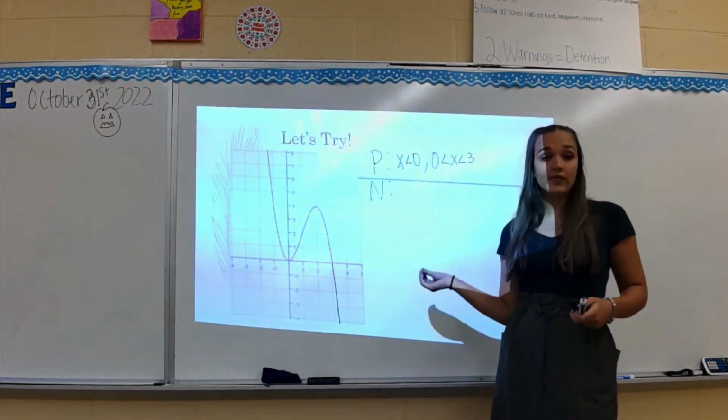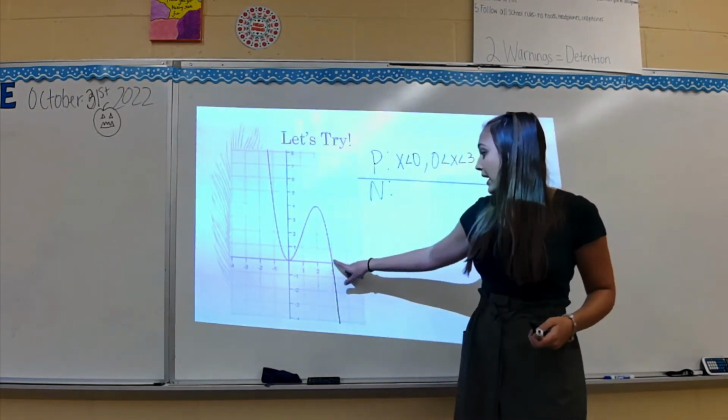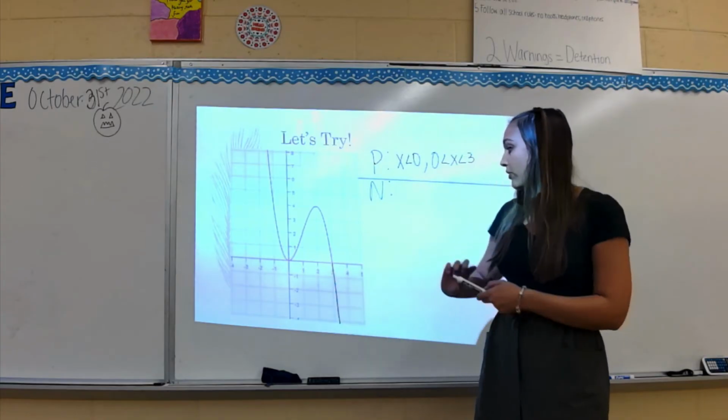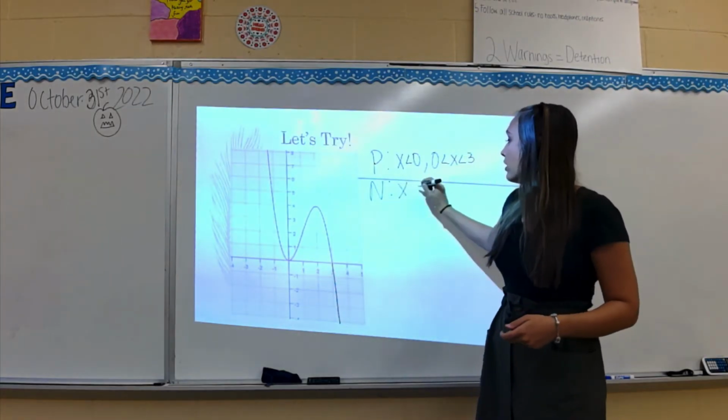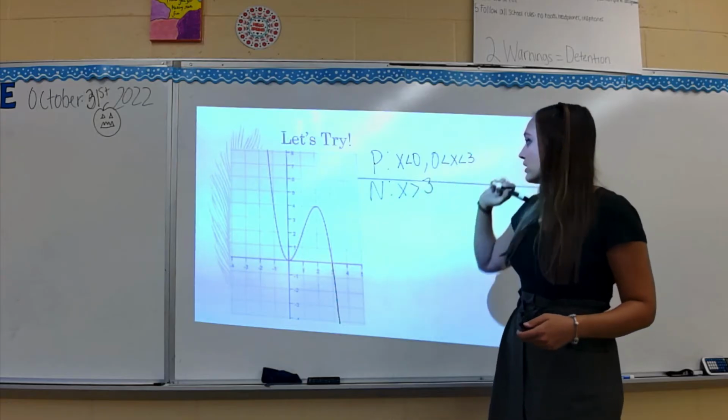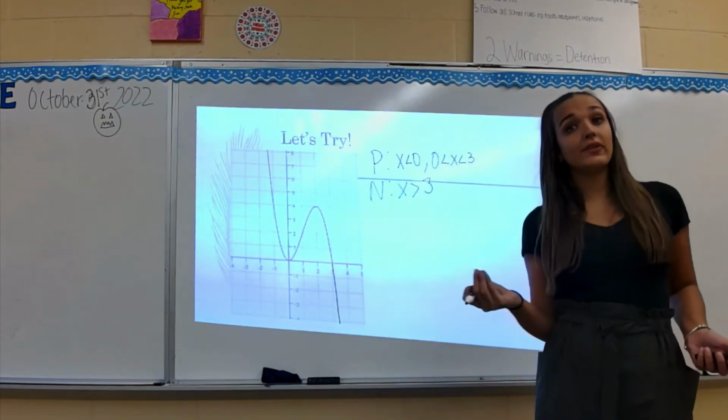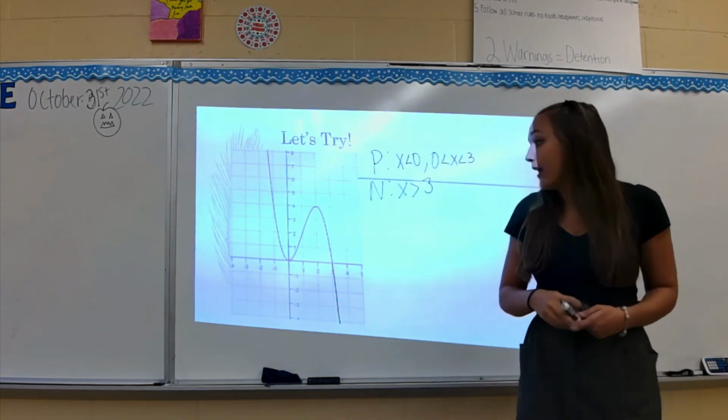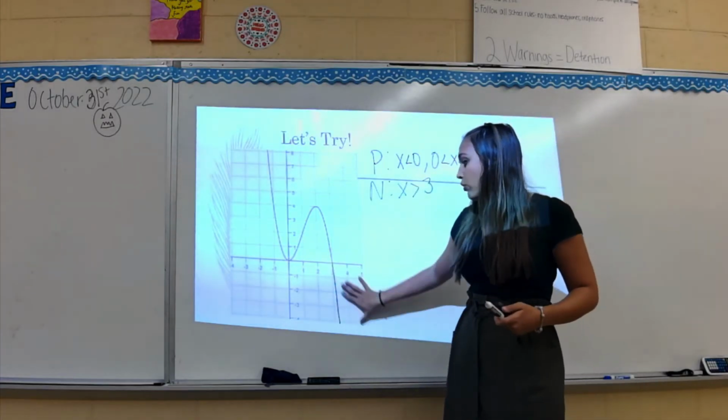So let's see. Our x value there is 3. And as we're going down, our x values are getting bigger than 3. So our inequality is going to be x is greater than 3. All our x values that are greater than 3 have a negative portion of this function.